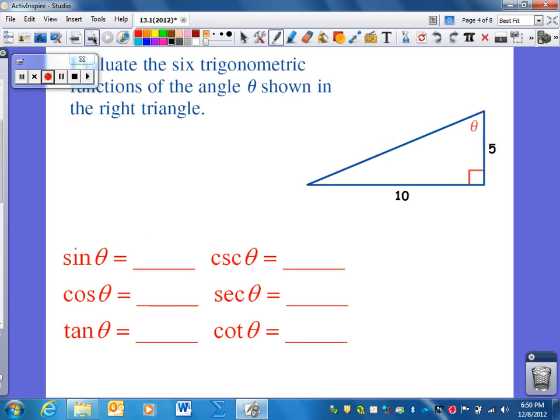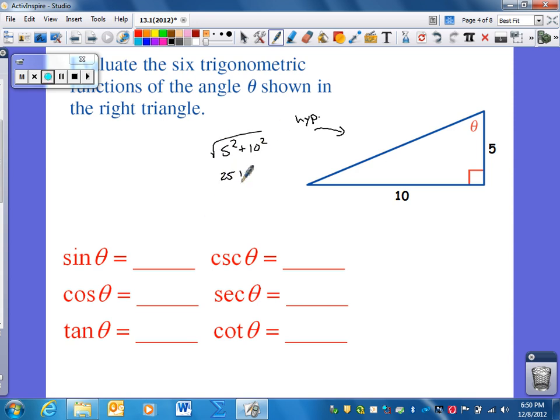Next slide. We're going to evaluate, same thing, only this time I didn't give you one of the lengths. So hopefully you remember from your geometry class or from your Algebra 1 class or from whenever the Pythagorean theorem that says a squared plus b squared equals c squared, where c squared is always your hypotenuse. So in this problem, find the hypotenuse. It's 5 squared plus 10 squared, and we have to take the square root of that.